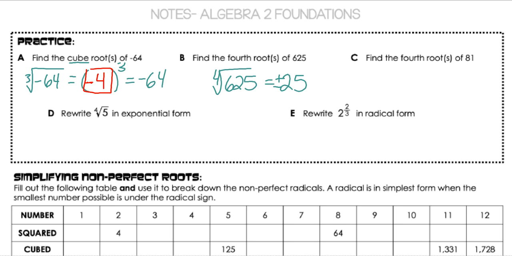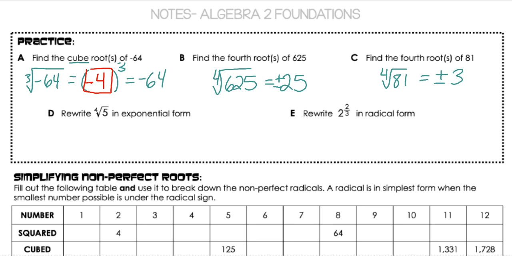All right, letter C here says find the fourth root of 81. So again, I'm looking for what to the fourth power is 81. And again, because it's an even root of a positive number, we're going to get plus and minus. And then 3 is what multiplies by itself 4 times to get 81.